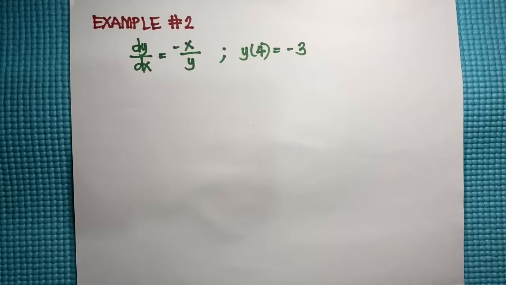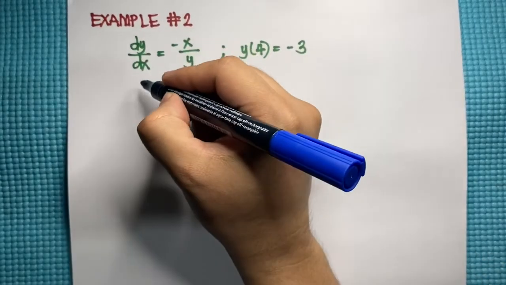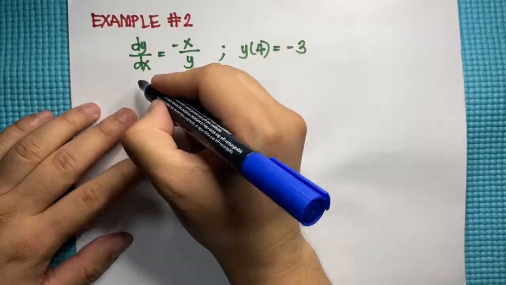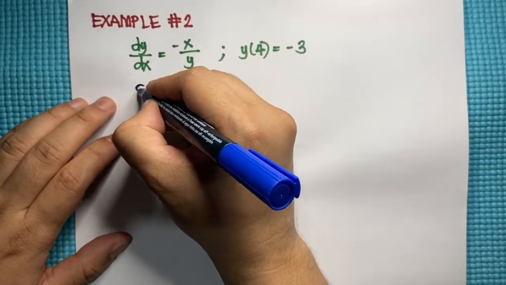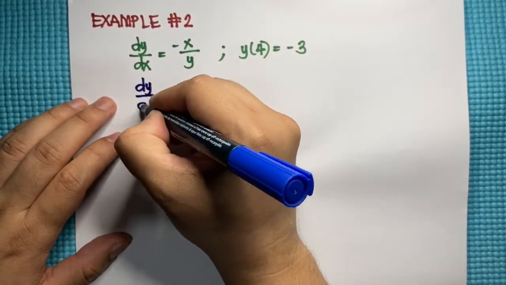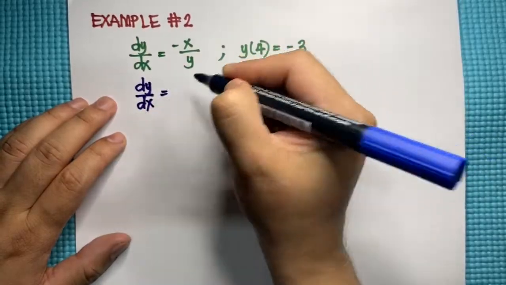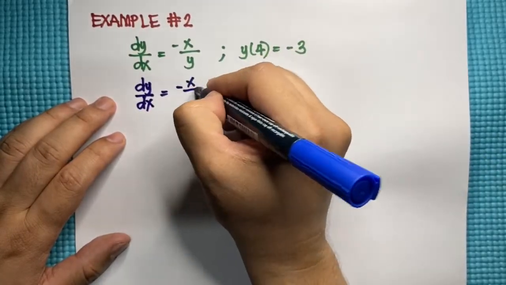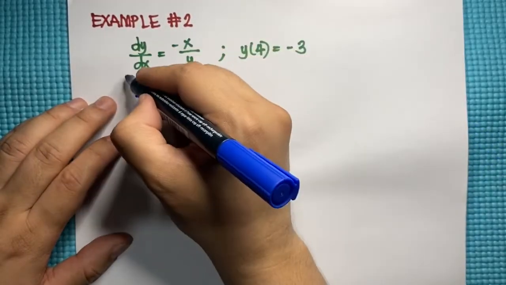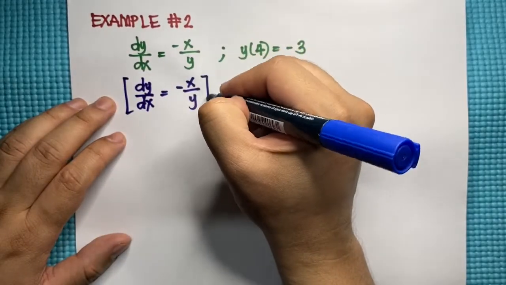To resolve such a problem, this one is direct to the point: dy over dx is equal to negative x all over y, and then multiplying both sides.